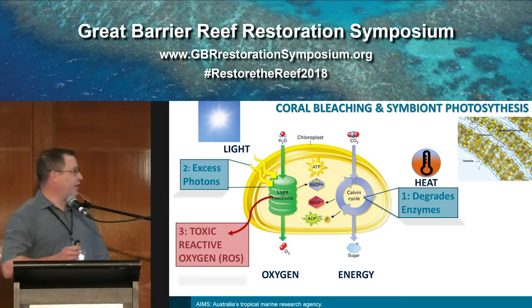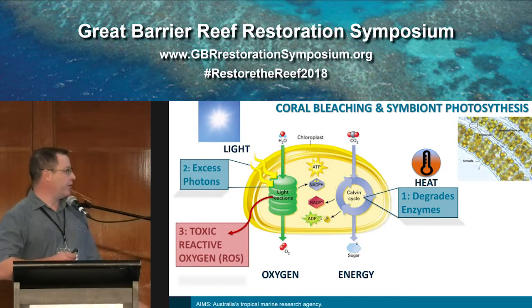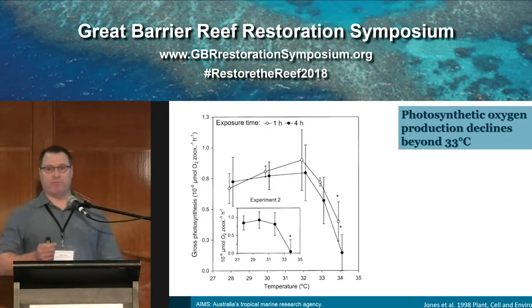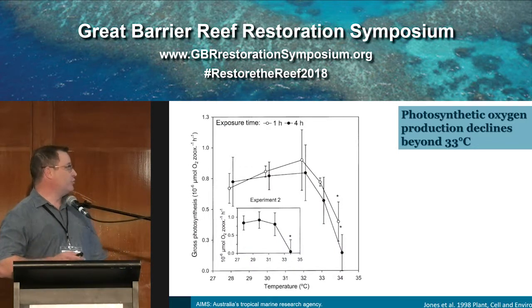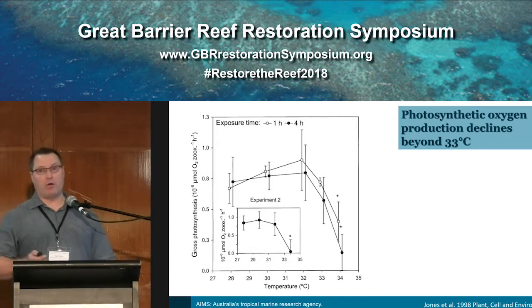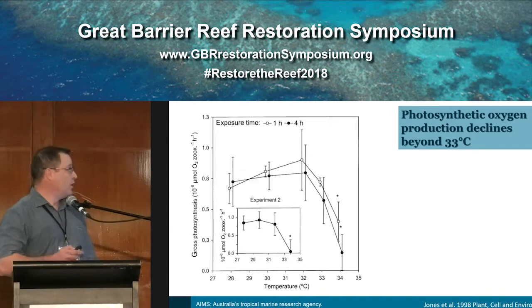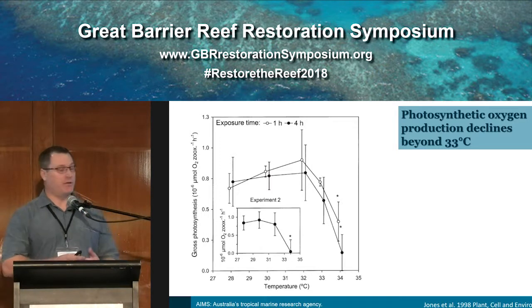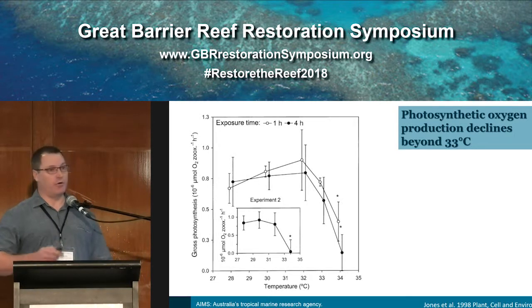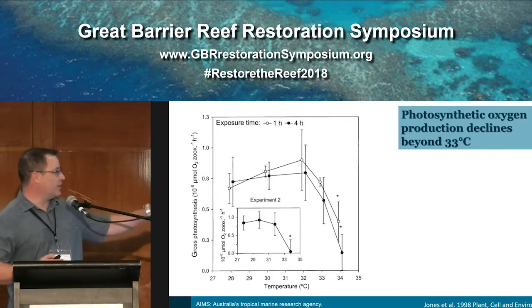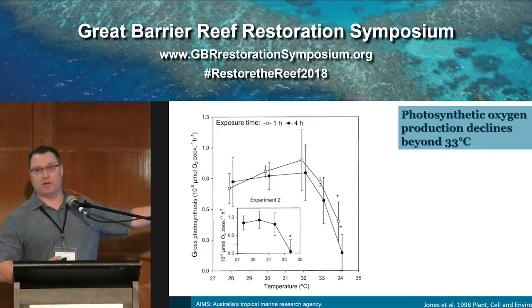This figure here from Ross Jones, a really elegant experiment in the late 90s, shows that the effect of heat is almost instantaneous and happens very quickly. The two lines there: the white line is 1 hour of heat exposure at those concentrations, and the black line is 4 hours. The reduction of photosynthetic productivity pretty much follows the same trend. So the enzymes are degrading within an hour, probably faster than that. And the inset is actual artificial light, so it's also happening in artificial light.